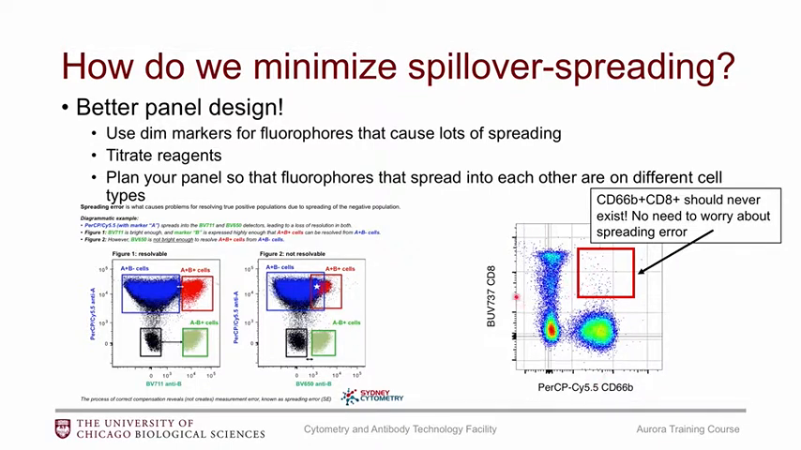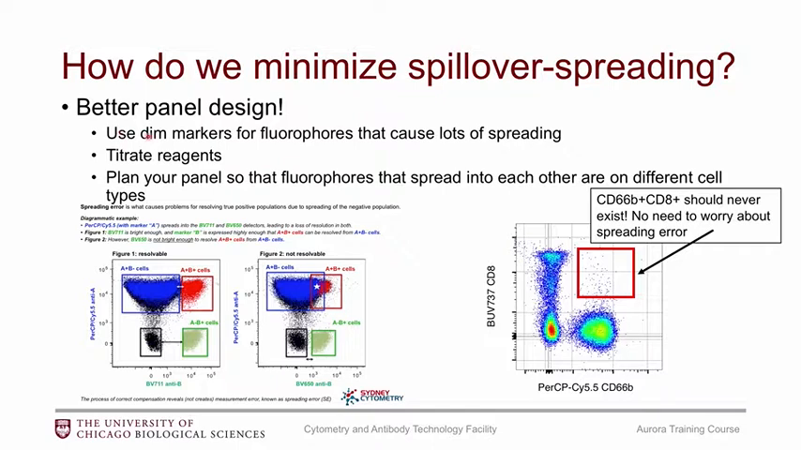So if I have two fluorophores that do spread a lot into each other, then ideally I put them on different cell types and I don't have to worry about it. If I have to put them on the same cell type, then I need to actually do an experiment and see if I am able to resolve my population.